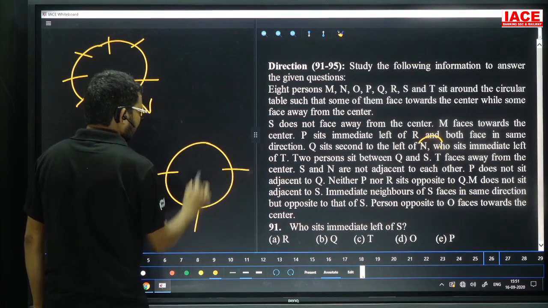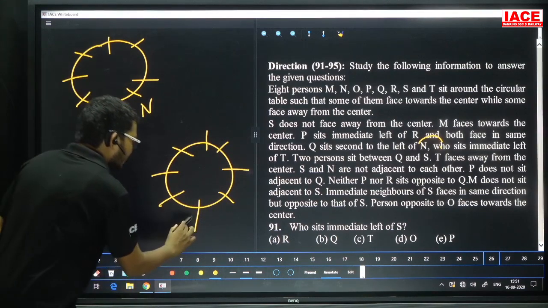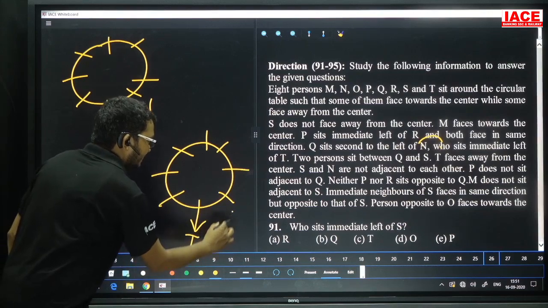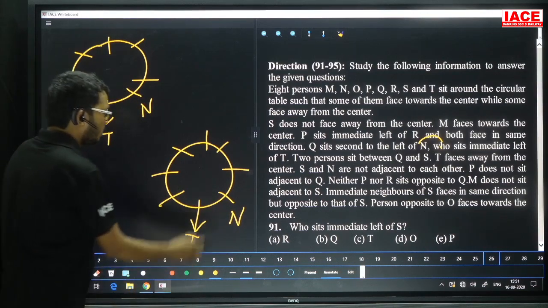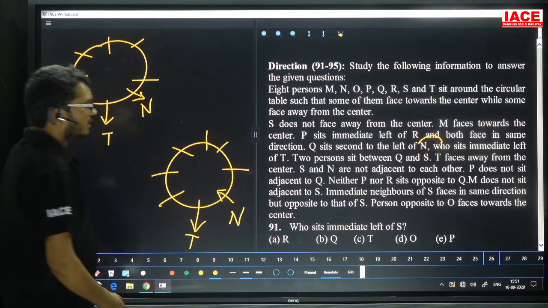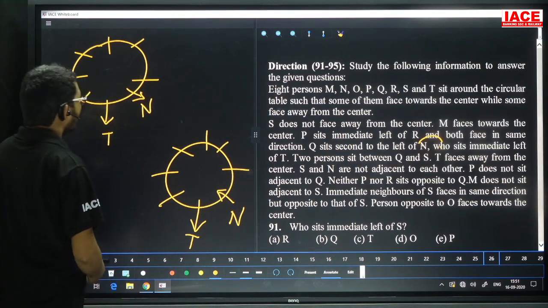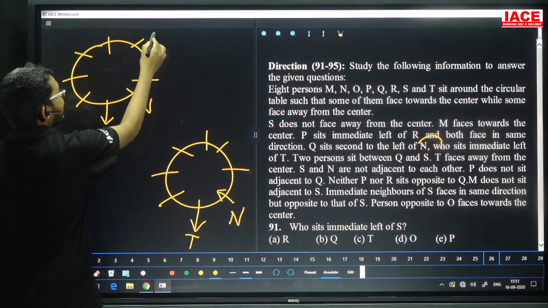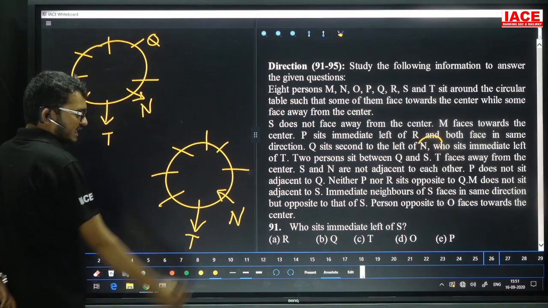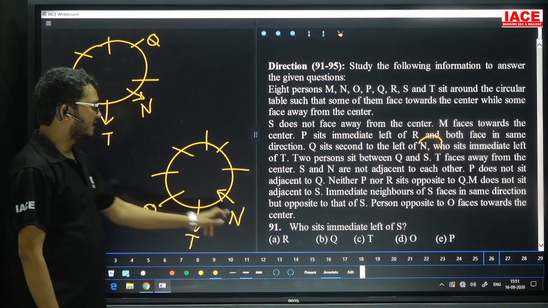Total here we are having 8 members. Some of them are inside, some of them are facing outside. Now they gave that T is facing outside, and N is immediate left of T. One possibility is N is inside, the other possibility is N is outside. Now Q is second left of N. So if N is facing outside, first left, second left, this one is Q. If N is facing inside, first left, second left, this one is Q. Q is second left of N.